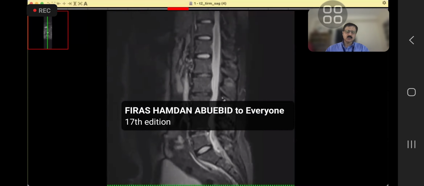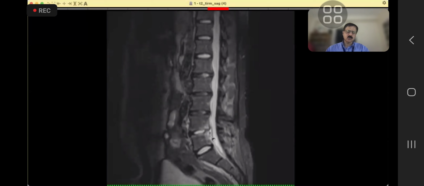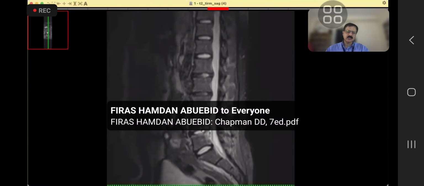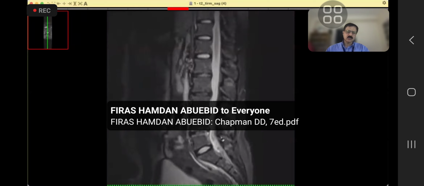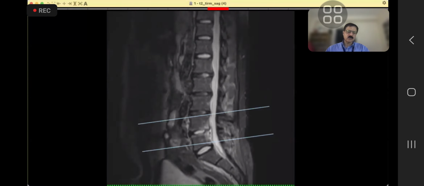I showed you the STIR sequence, but if you had asked, I would have shown you, but you did not need it, so don't worry about that. Now, on the STIR sequence, this is the same thing, which was low signal on T1 is high signal on STIR, meaning the marrow is abnormal and the disc appears abnormal.